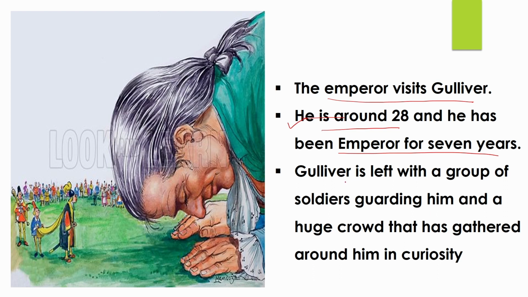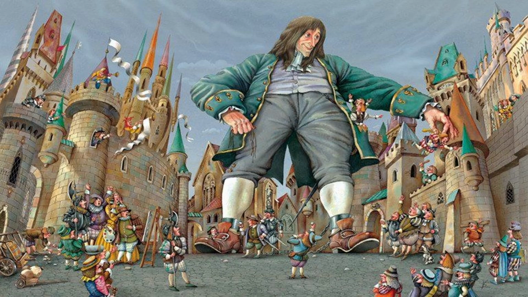After 2 hours, Gulliver is left with a group of soldiers guarding him and a huge crowd that has gathered around him in curiosity. Some of them, disobeying orders, try to shoot arrows at him. As a punishment, the brigadier ties up 6 of these offenders and places them in Gulliver's hand.